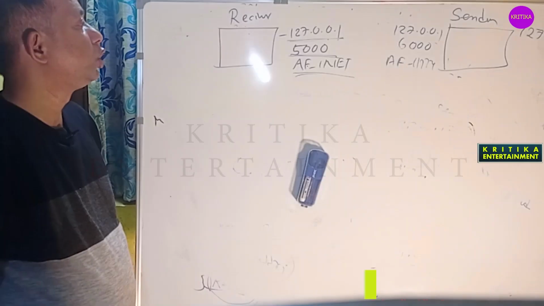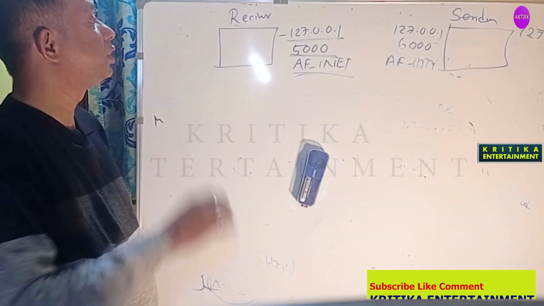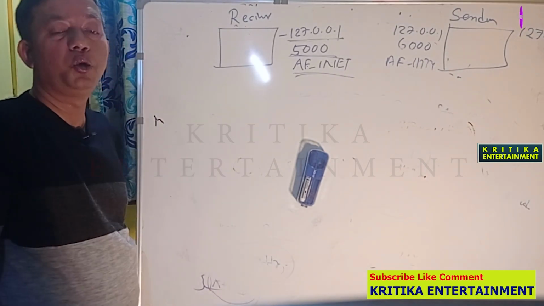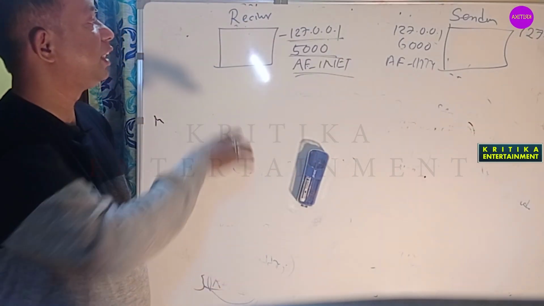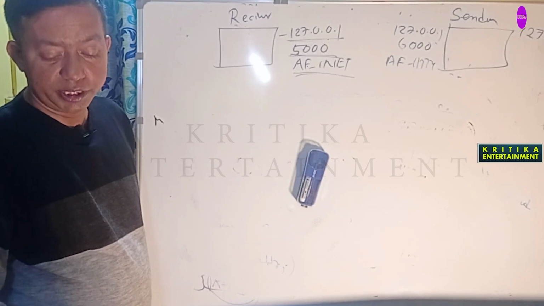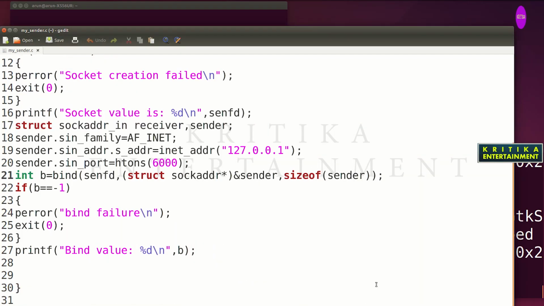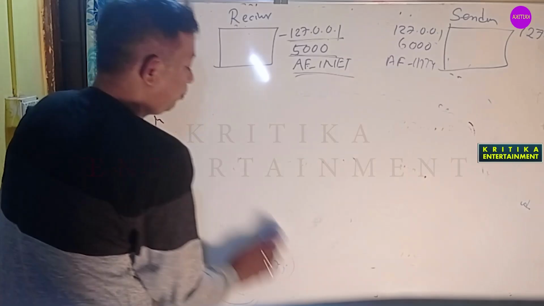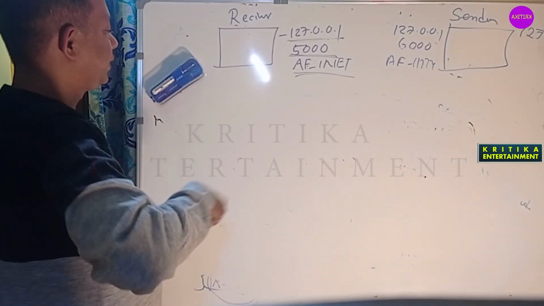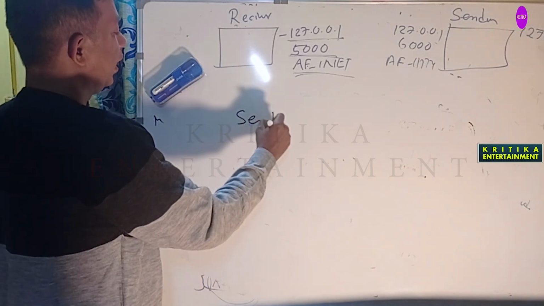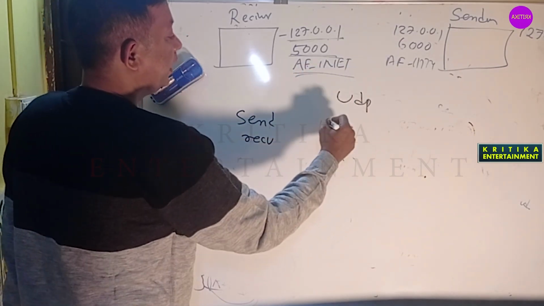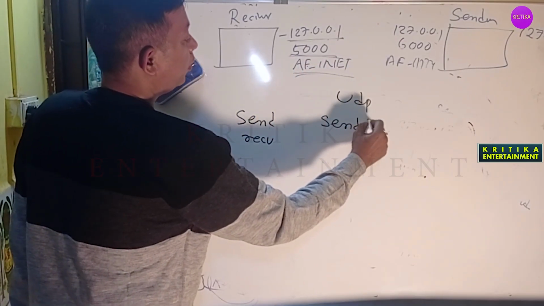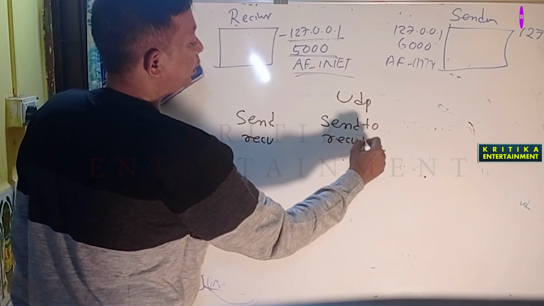It is also the same. So both sender and receiver are now running. Then what will happen? The sender will send the first message to the receiver, because that name is sender. To send the message in TCP, we use send and receive functions. But in UDP, it is sendto and recvfrom.